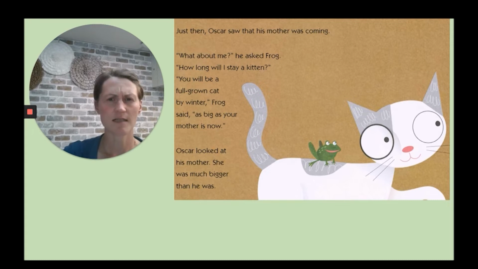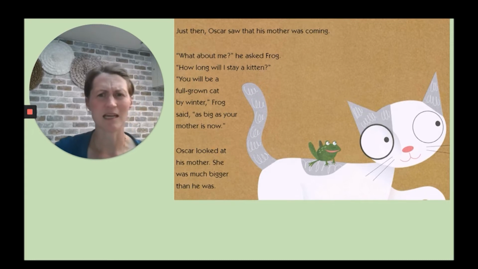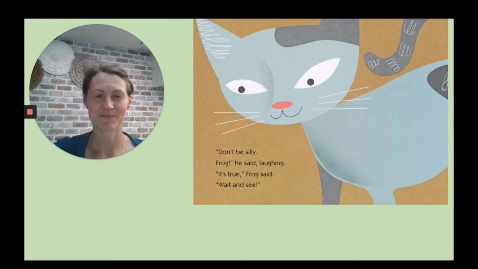Just then, Oscar saw that his mother was coming. "What about me?" he asked Frog. "How long will I stay a kitten?" "You will be a full-grown cat by winter," Frog said, "as big as your mother is now." Oscar looked at his mother. She was much bigger than he was. "Don't be silly, Frog," he said, laughing. "It's true," Frog said. "Wait and see."